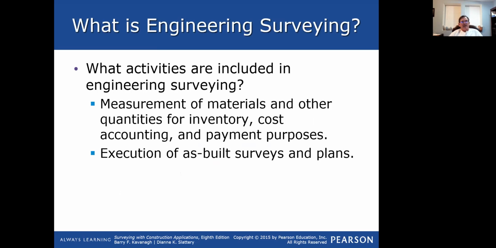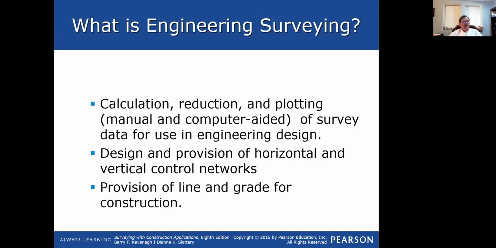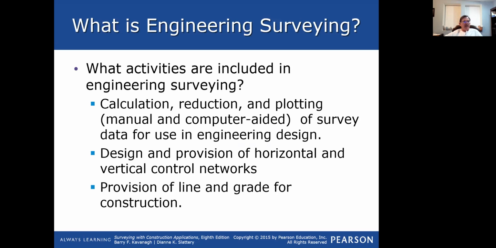Here, what is engineering surveying? Again, what type of work is done? Engineers do a lot of different things as far as designing stuff, but they want to know what things might cost or what quantities are involved. And let me actually go back. Surveyors will produce that base map that's used to design, it says here, design provisions of horizontal and vertical control networks, provisions of line and grade for construction. Surveyors lay these things out so that other people can work from them.